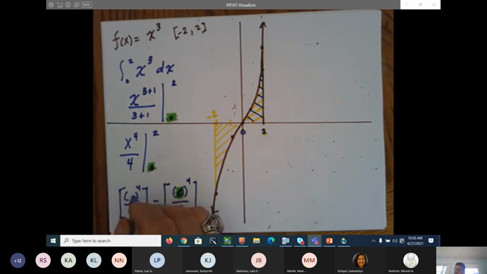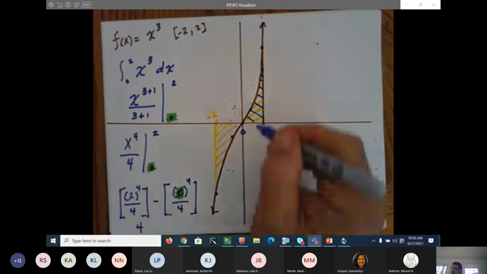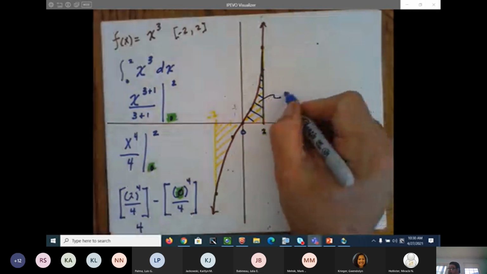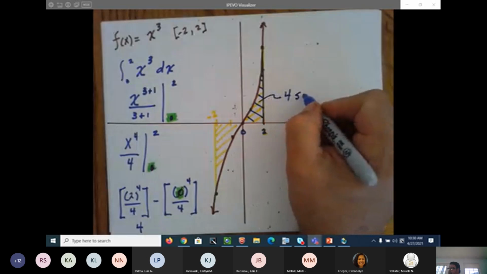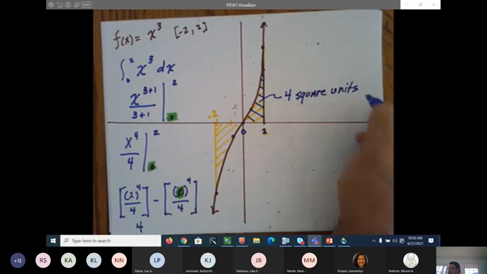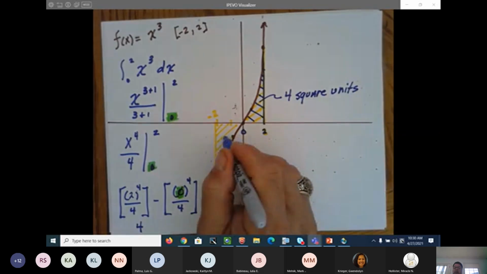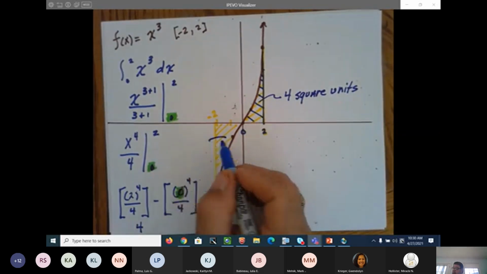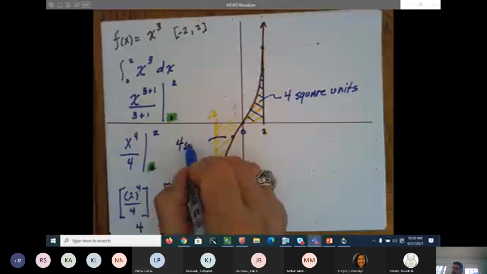So put a 2 right here. 2 to the 4th is what? 16? And 16 divided by 4 is what? 4. So the area right here is 4 square units. So what's the area here? 4 square units.